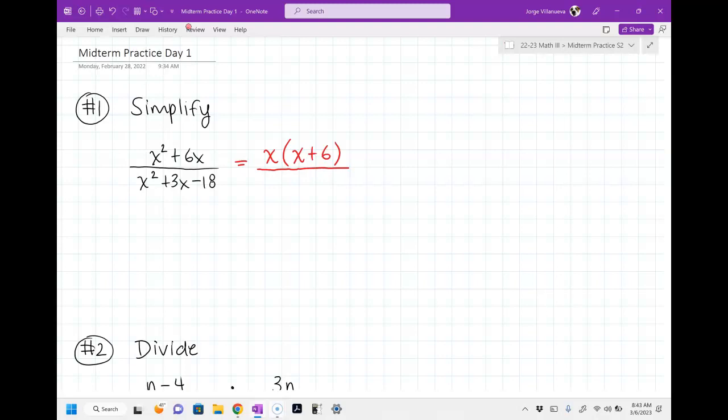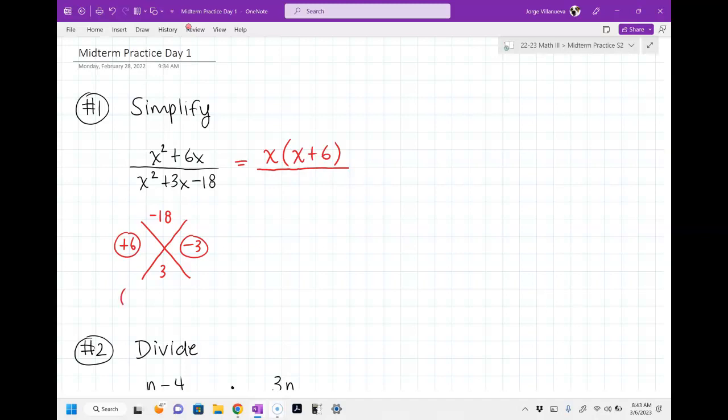Now the bottom part, that's a trinomial. That's an x method, okay? So let's do this kind of small here. My a times c, that's negative 18, and my b value is a 3. What two numbers multiply to negative 18 and add up to 3? A positive 6 and a negative 3, right? So 6 minus 3 is 3. 6 times negative 3 is negative 18, so we're good.